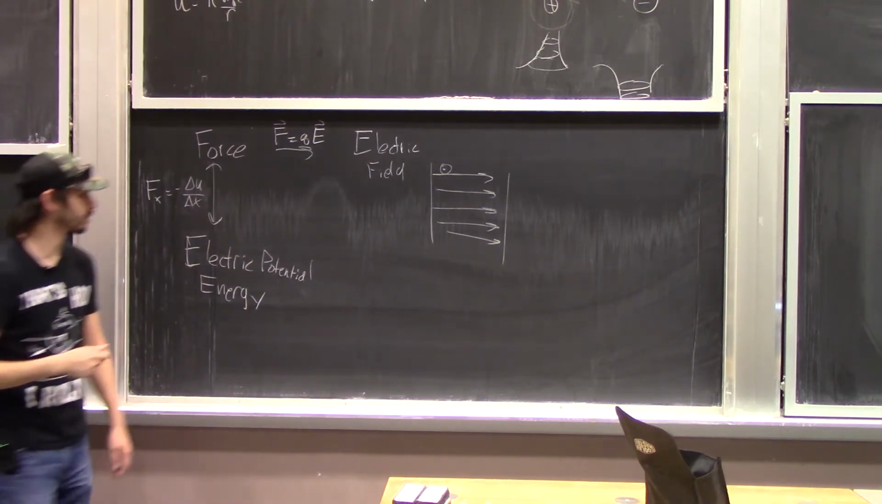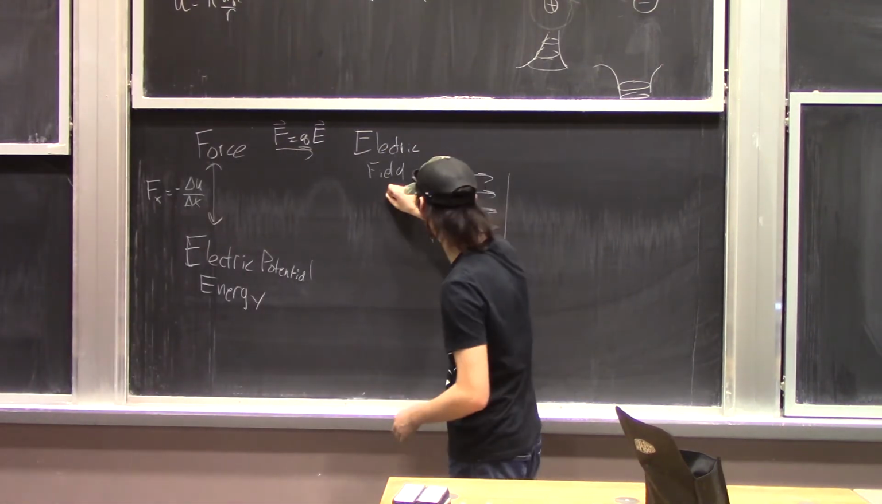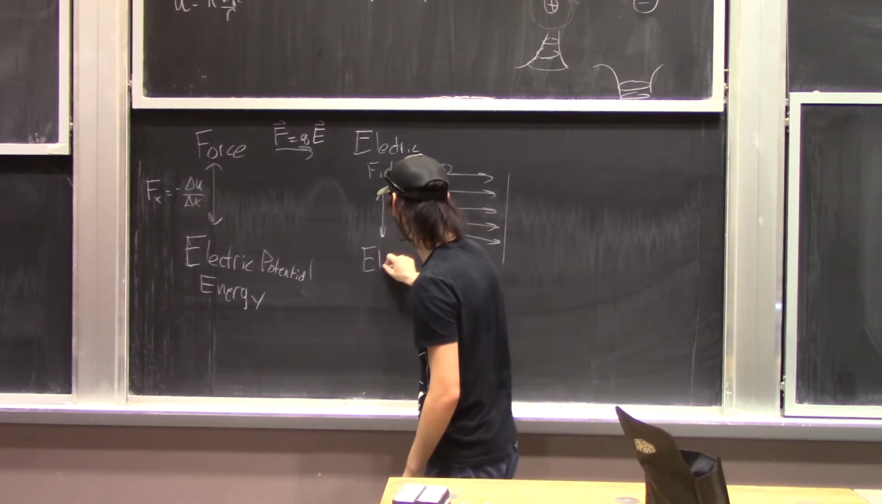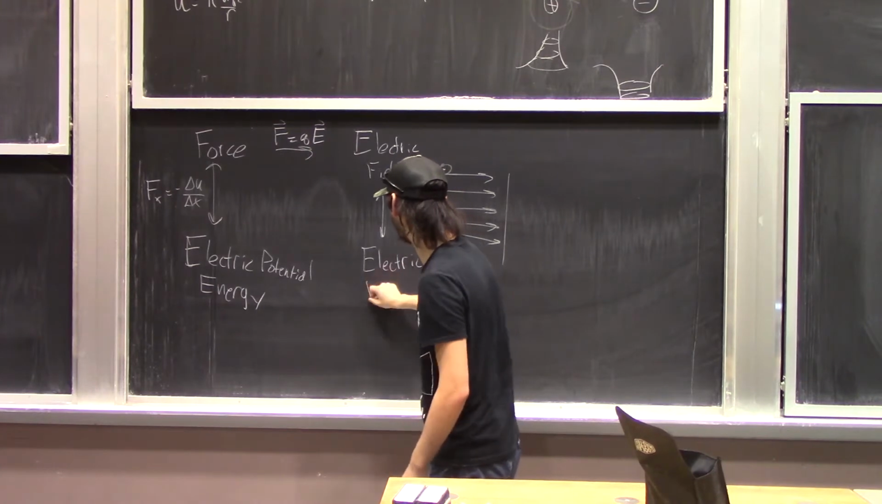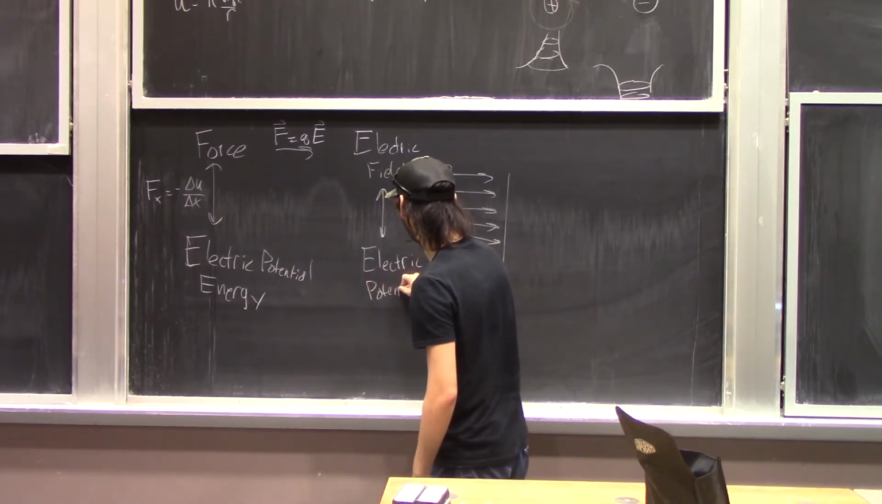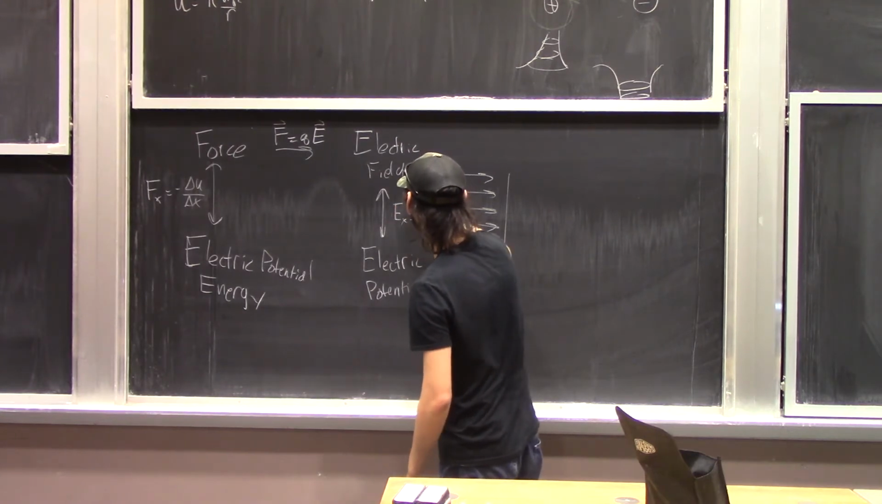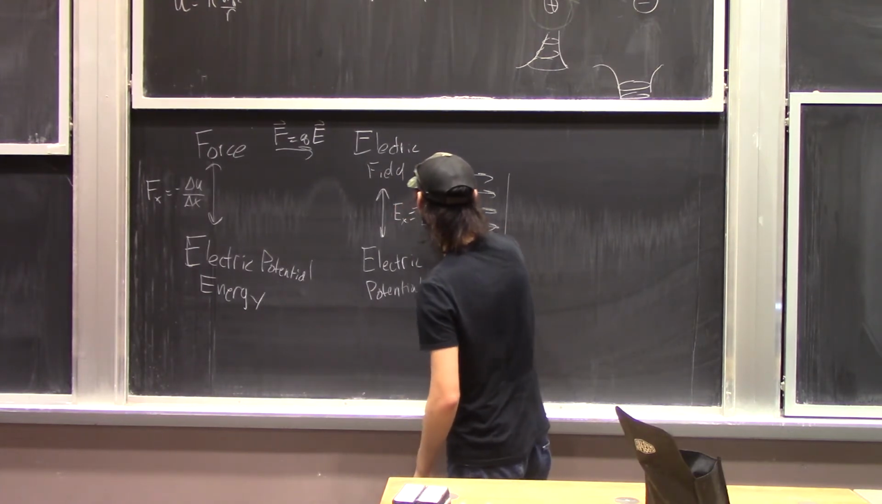Okay. Now the relationship between the electric field and the electric potential is much the same way, and so if I wanted to go from the electric field to the electric potential, what we said was that E sub x is going to be equal to minus delta V over delta x.